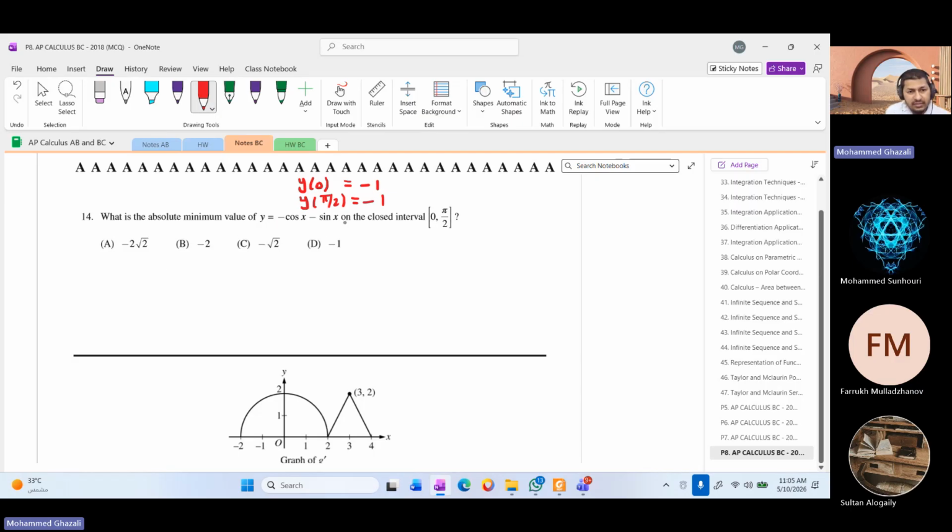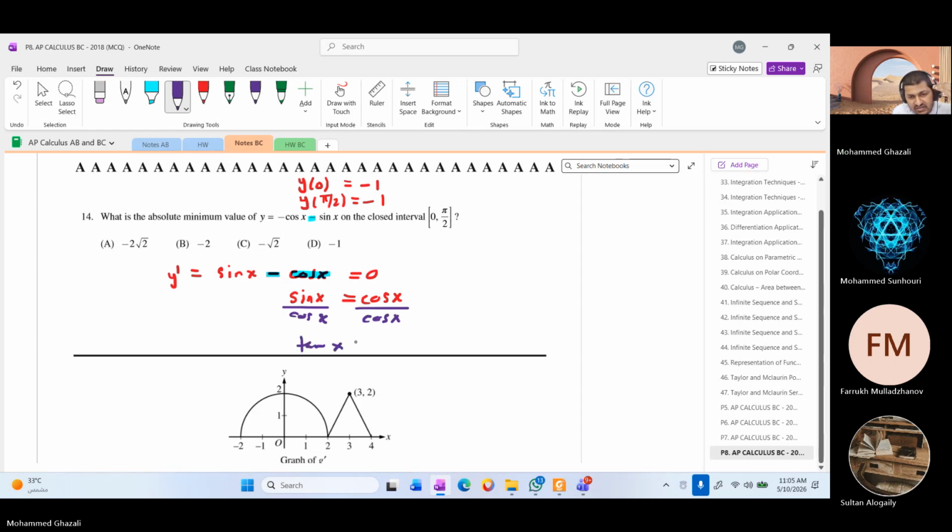So let's check the derivative and make it equal to 0. If you find the derivative here, the derivative of negative cos x is positive sine x. So I'm going to put negative sine x. And the derivative of sine x is cos x, so the cosine is negative. Now we have an equation to solve. We get sine x equals cos x. We can divide both sides by cos and make it into a tan equation. So tan x is equal to 1.